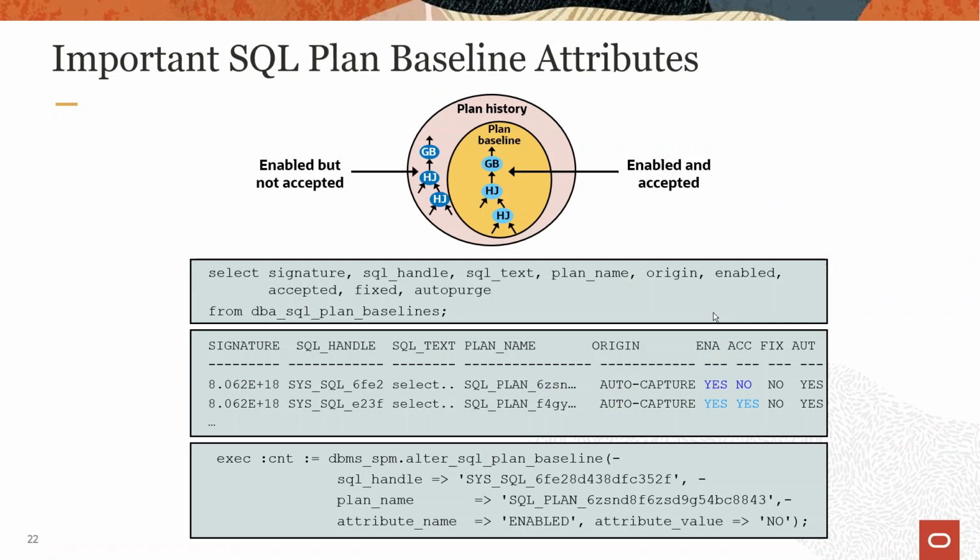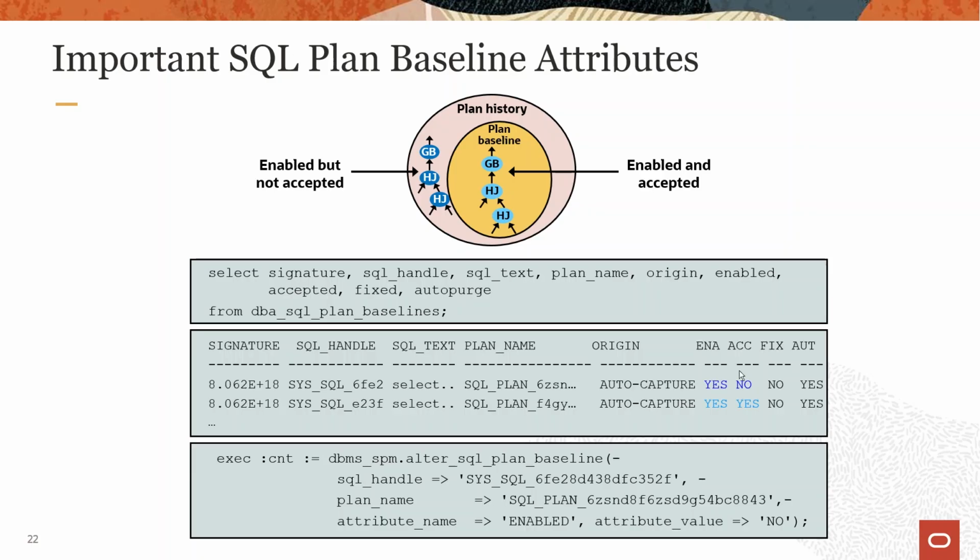Now, there are some important SQL plan baseline attributes. You have the possibility to look up information about the SQL Plan Management base. For instance, you have the data dictionary view DBA_SQL_PLAN_BASELINES, where you can find out for which SQL text which SQL execution plans have been captured. And you can see for an execution plan, if it says accepted yes, it means that that execution plan is a baseline plan. This means that if the optimizer generates that particular execution plan, it can be used, in fact.